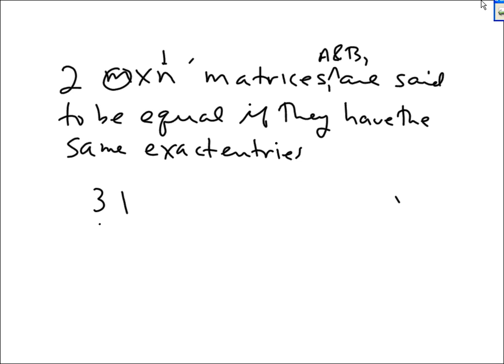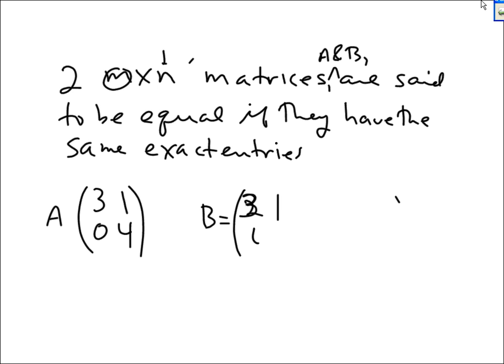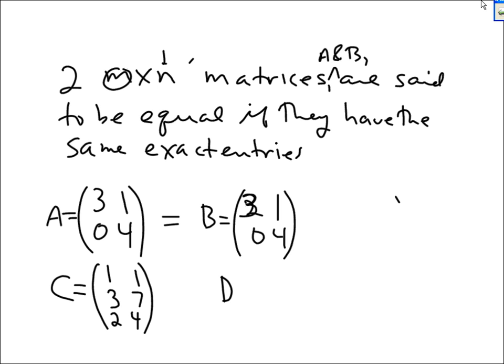3, 1, 0, 4. This is matrix A. Matrix B: 3, 1, 0, 4. Matrix A equals B. They have the same exact entries. Matrix C is 1, 1, 3, 7, 2, 4. And matrix D is 1, 1, 3, 7, 2, 4. They have the same exact entries.